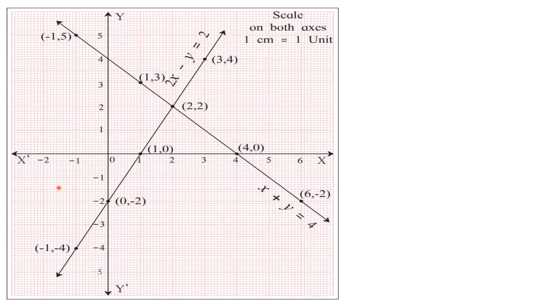Then based on this graph you can have MCQ questions also, like what is the equation of the x-axis. Now see, the x-axis passes through y is equal to 0, and therefore the equation of the x-axis is what? y is equal to 0.